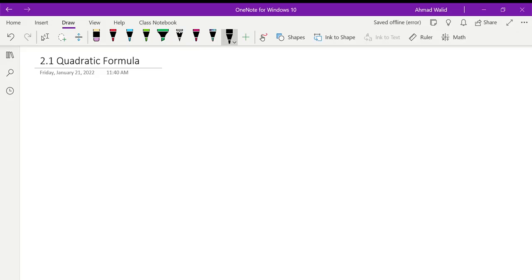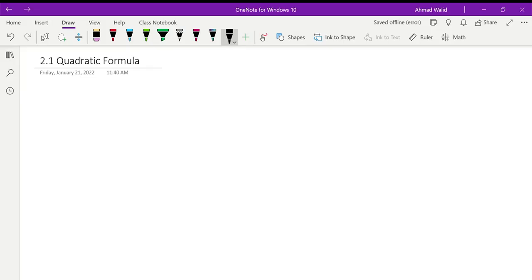I'm not asking you to write this formula for me during the test or exam. But if you wish to understand where this formula comes from, you can see it here, correct? And also, let me tell you that the quadratic formula is a shortcut for the completing a square method.